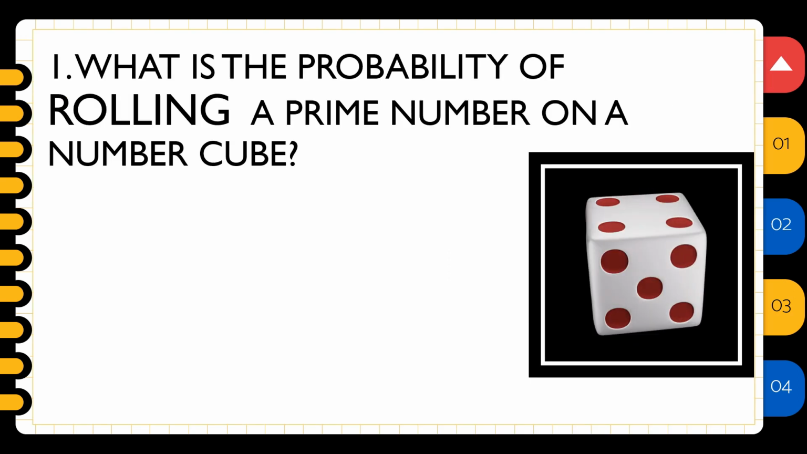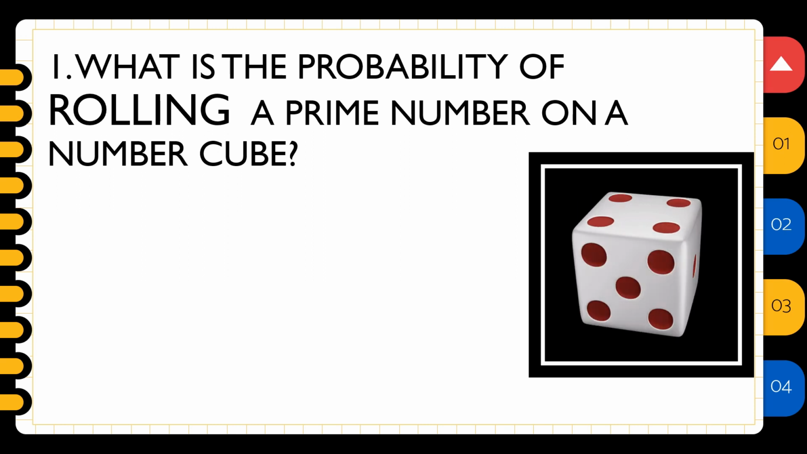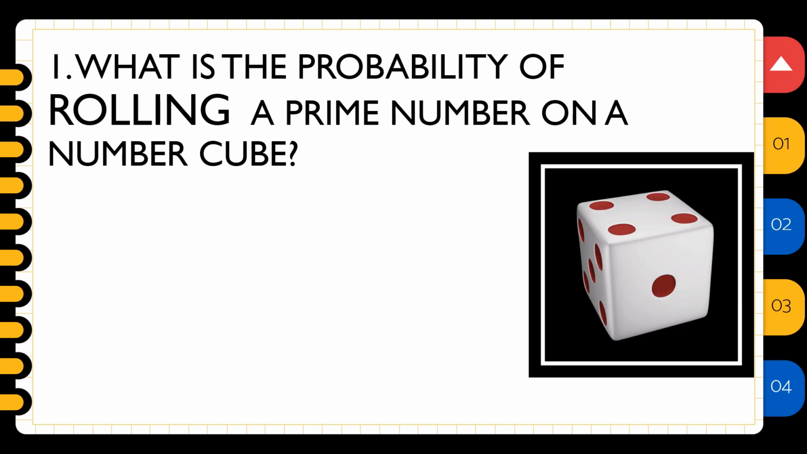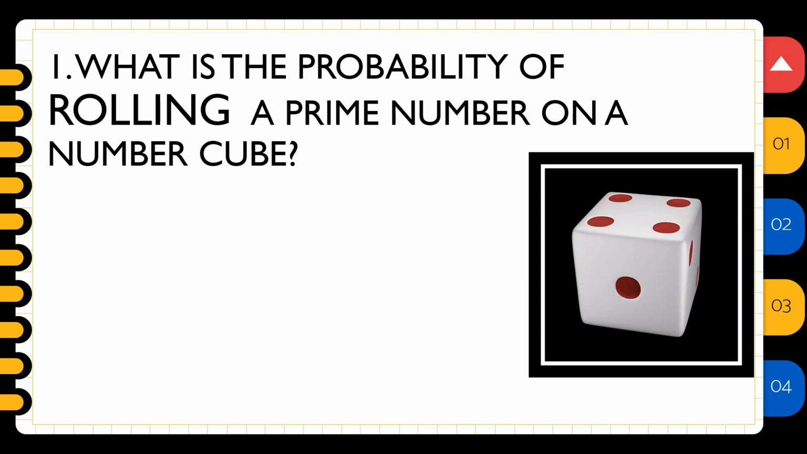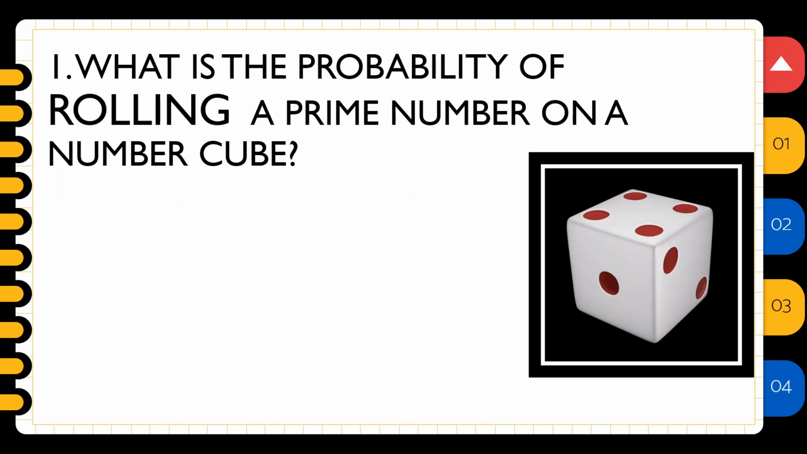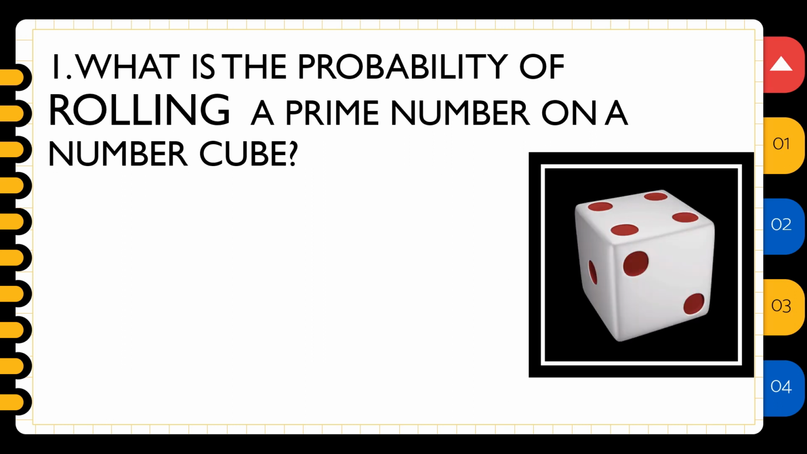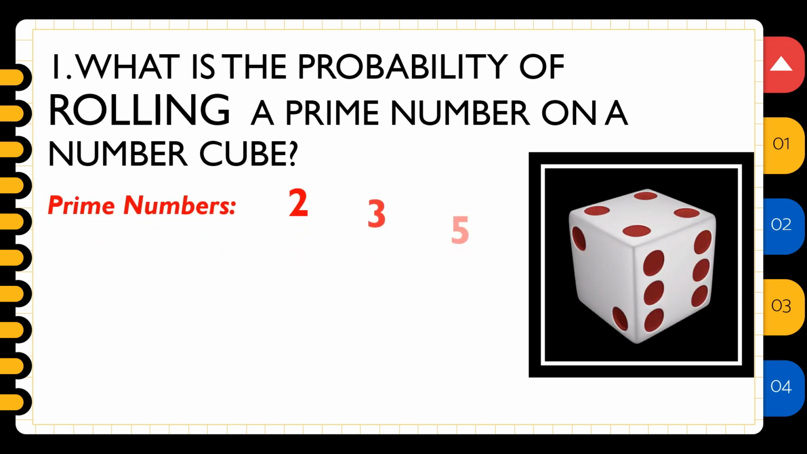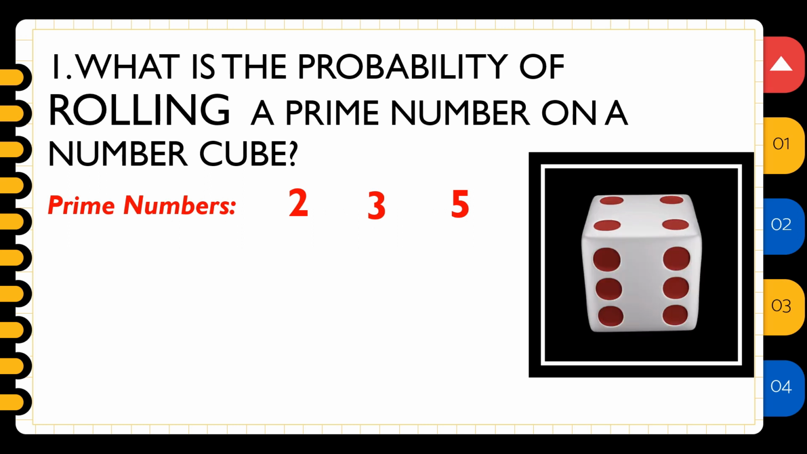Alright? Let us solve some examples. Number 1. What is the probability of rolling a prime number on a number cube? When we say prime number, it is any number with the factors of 1 and itself. Now in our number cube, which is the same as a die, we have the numbers from 1 to 6. And our prime numbers there are 2, 3, and 5. And take note that 1 is neither composite nor prime because 1 is a special number.